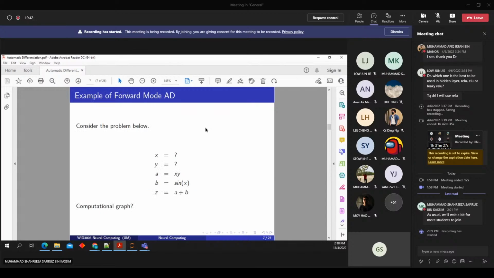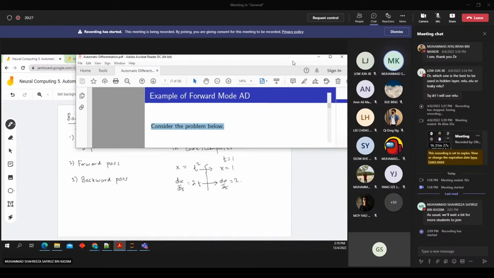There'll be some exercise afterwards that you can do. So hopefully today's lecture is not too sleepy, by having these exercises. Before we do that, we have to consider the problem. Let's say we have a function of x and y, where a equals xy, and b equals the sine of x, and z is a plus b. What does the computational graph look like?